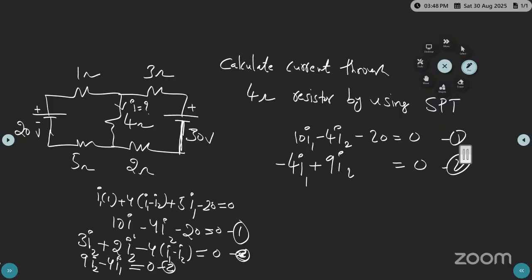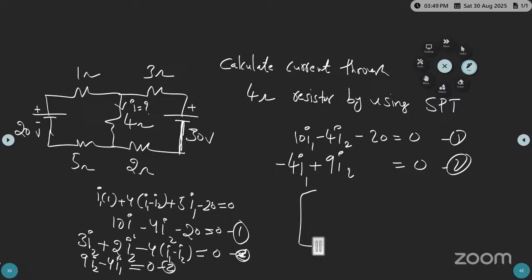It is a simple equation. There is no x square or x cube. Only I1, I2, no squares. How many unknowns are there? It is asking how many unknowns. Say 2 unknowns. After this, you have to enter in the matrix.